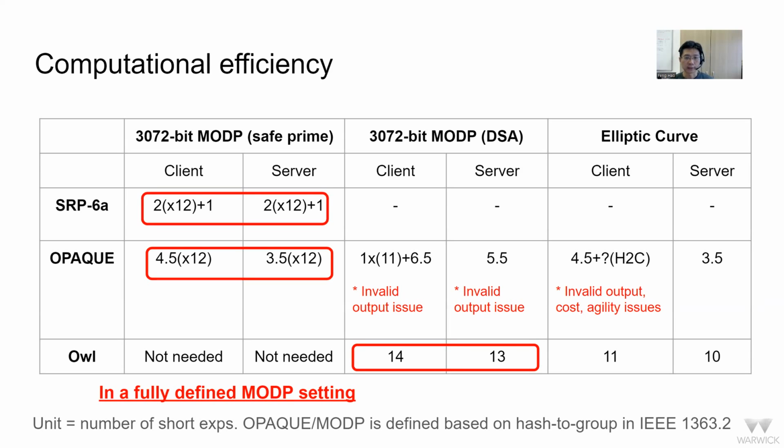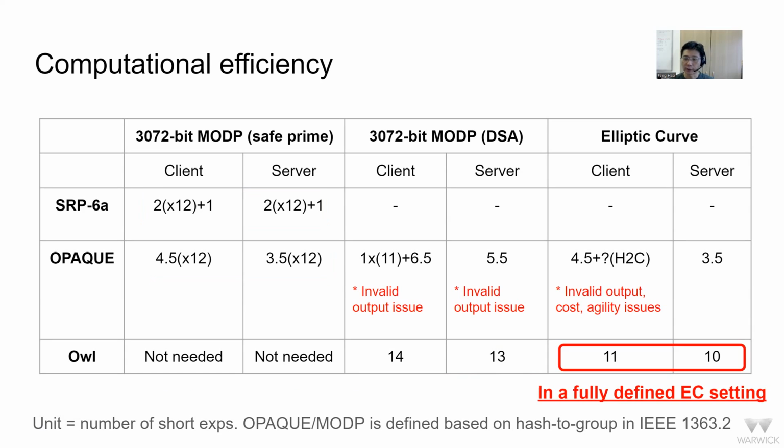In the fully defined mod-P setting, as you can see, OPAC actually requires more computation than SRP. This is because here we use the same mapping function, the F function, as defined in SPEKE, and that uses a safe prime as modulus. And in this case, OPAC is even more expensive than SRP6A. Under this mod-P group, OWL is the most efficient because of its flexible support for the DSA group, so the exponent is actually short.